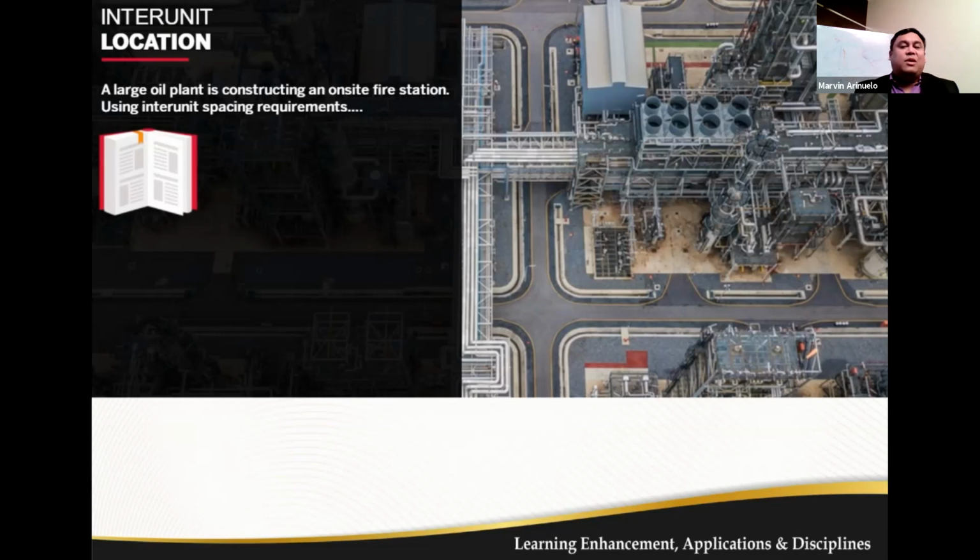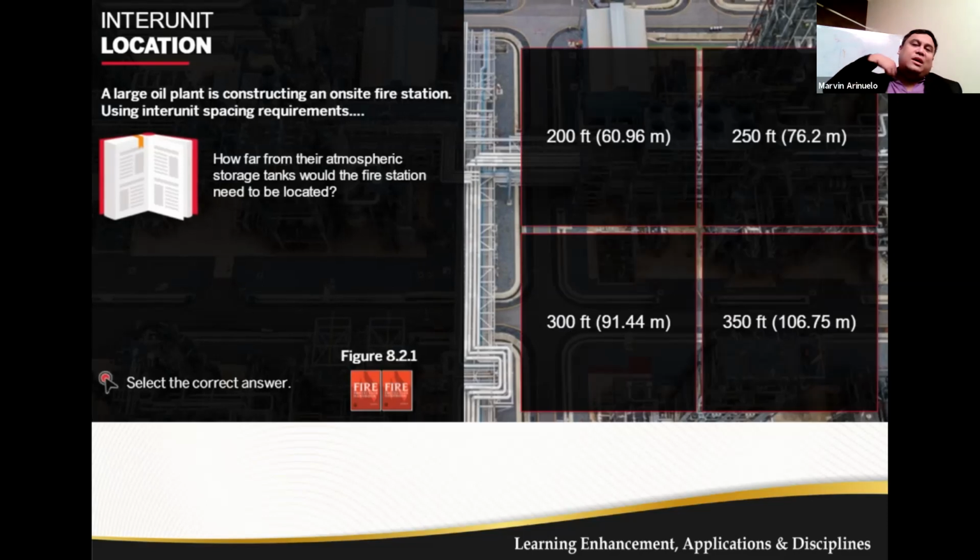Inter-unit spacing requirements according to your fire protection handbook. Now, we will use the table. How far from the atmospheric storage tanks would the fire station need to be located? Okay, so actually, we will go to the figure, if you print it out. What is that? 8.2.1, no?